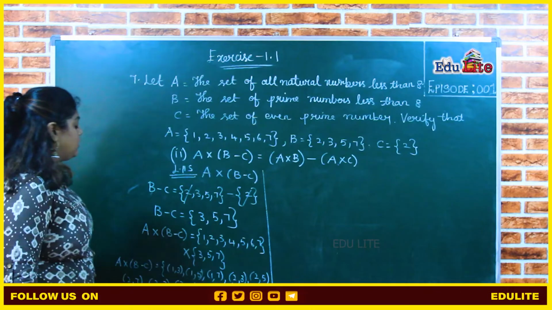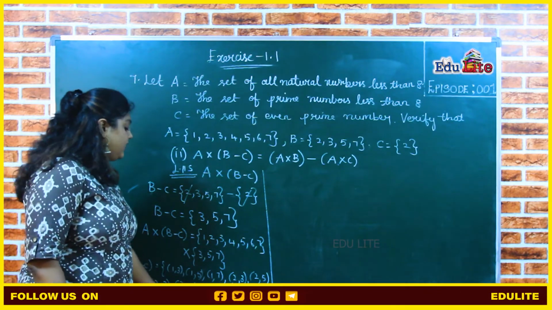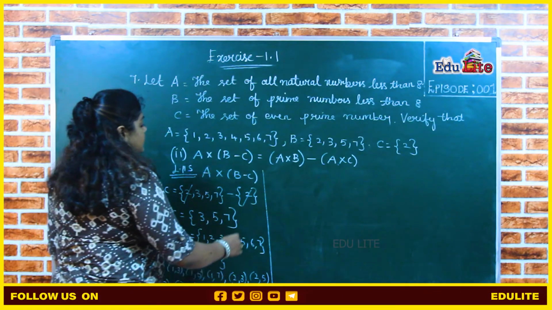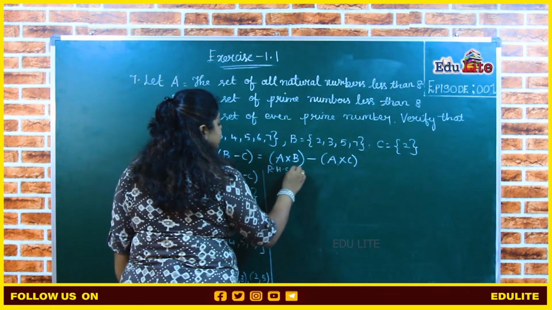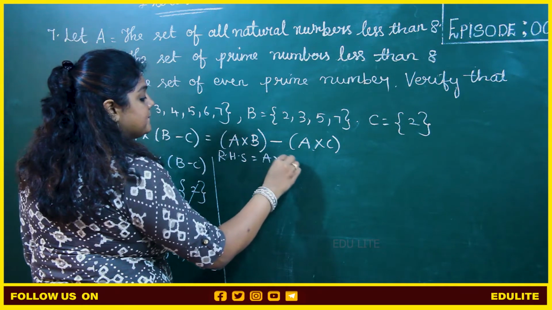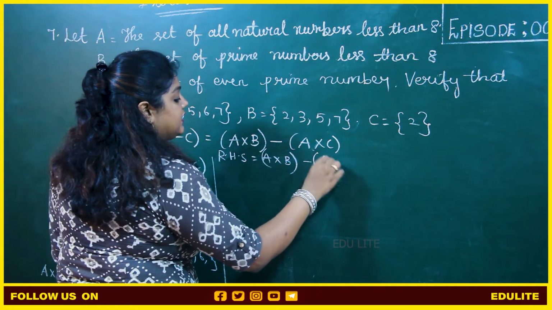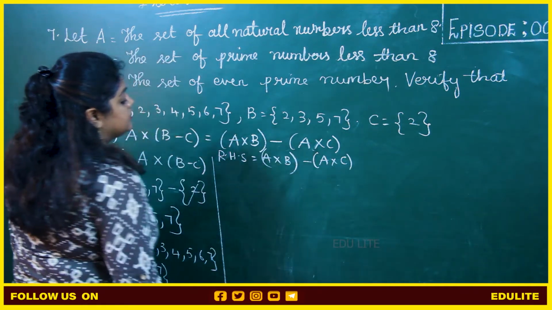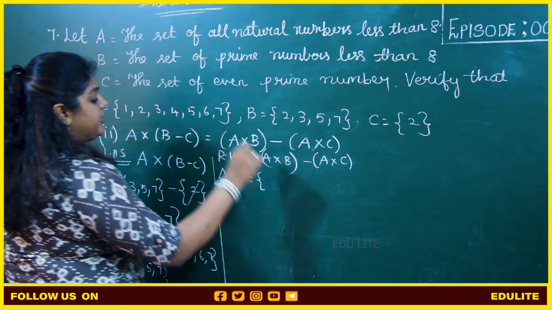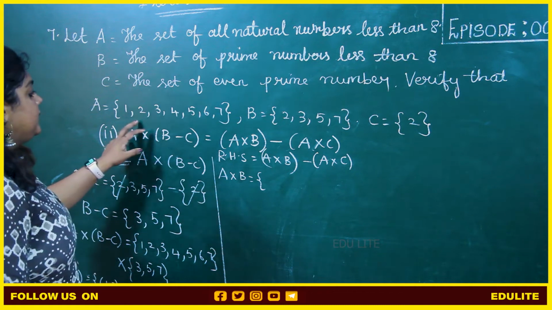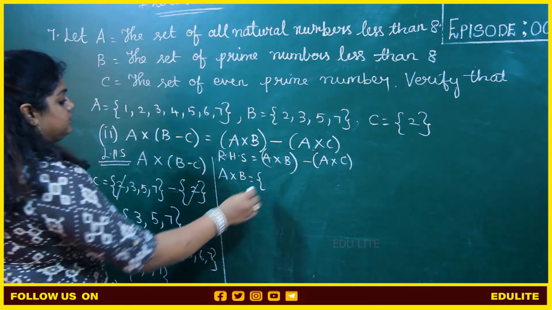We should now check whether we get the same elements for the right hand side. In order to do that, we will go step by step. The right hand side is given as A cross B but not A cross C. So we will find A cross B first. A cross B is the cross product between A and B.